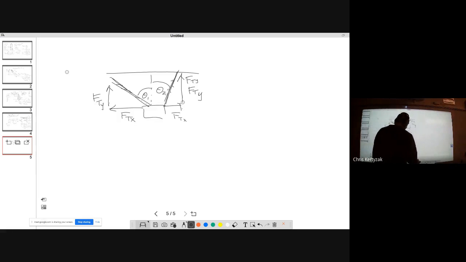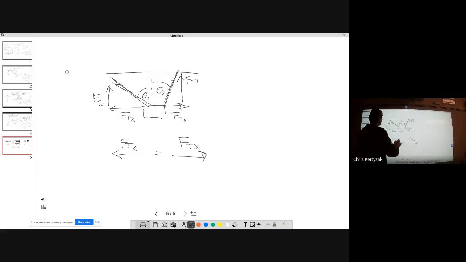I don't know why I have two FTYs there. Just need one. First idea, concept, the FTXs have to be equal. I didn't draw it that way, but whatever this guy's x component is for this tension, it must be equal to this guy's FTX, because those are the only horizontal forces at play here, right?